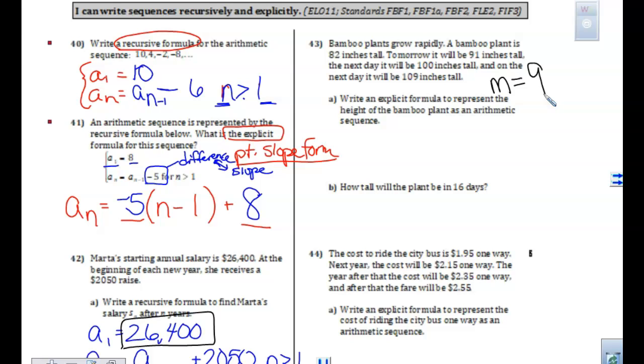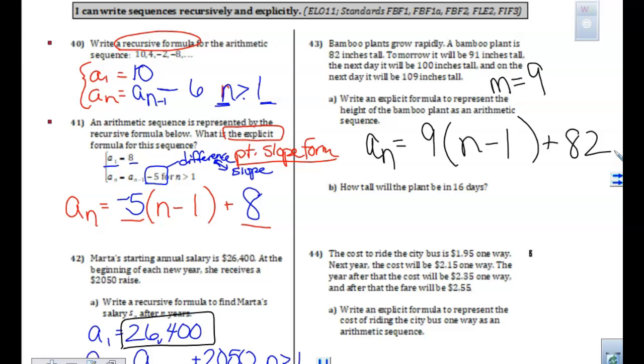So explicit, point slope one, right? We're going to have it kind of like this. You ready? A sub n equals 9 times n minus 1 plus 82. Perfect. Because 82 is where we started off when we were measuring.